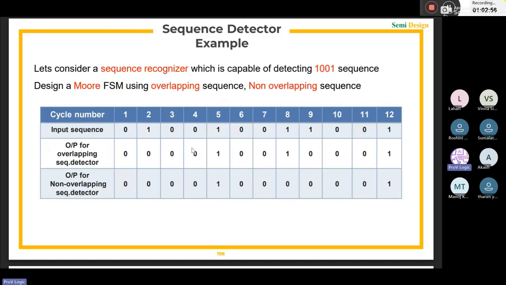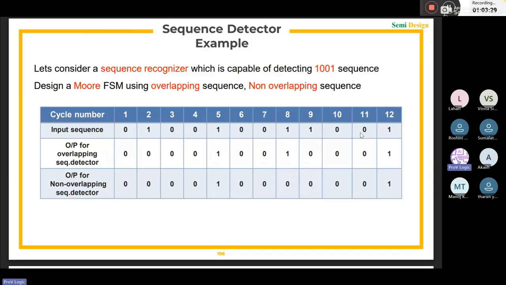And overlapping, non-overlapping. What is the difference between overlapping and non-overlapping? Suppose let's consider a sequence recognizer which is capable of detecting 1001. 1001 means, suppose if you see here 2, 3, 4, 5. Here 1001 is detecting, output is 1 for overlapping and also non-overlapping. And here 5, 6, 7, 8. Here also it is detecting, output is 1.